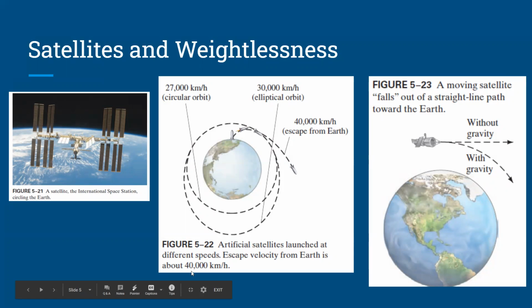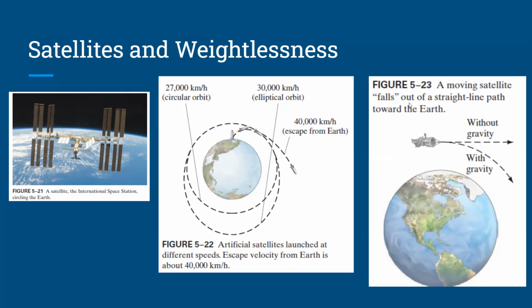Escape velocity from Earth is about 40,000 kilometers per hour. Meaning when you say escape velocity, that's when you are no longer gravitationally attracted to the Earth, and you can escape from the Earth's gravitational attraction and move to space. If you maintain a circular orbit, which is around 27,000 kilometers per hour, you can have the circular orbit. At 30,000 kilometers per hour, an elliptical orbit, and you are kept inside the gravitational attraction of the Earth so that you can circle around the Earth if you are in a satellite.